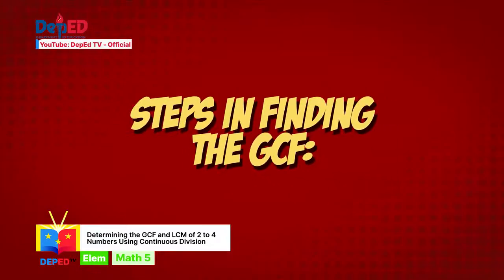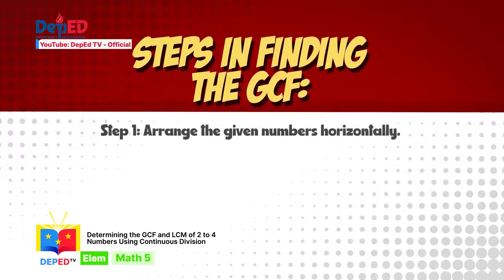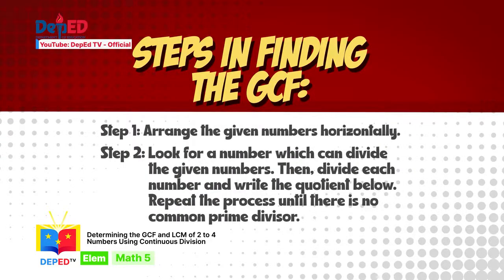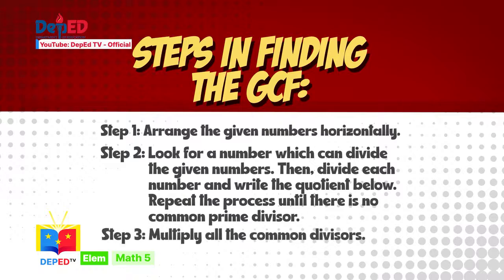In finding the GCF, first arrange the given numbers horizontally. Step 2. Look for a number which can divide the given numbers. Then, divide each number and write the quotient below. Repeat the process until there is no common prime divisor. Step number 3. Multiply all the common divisors.